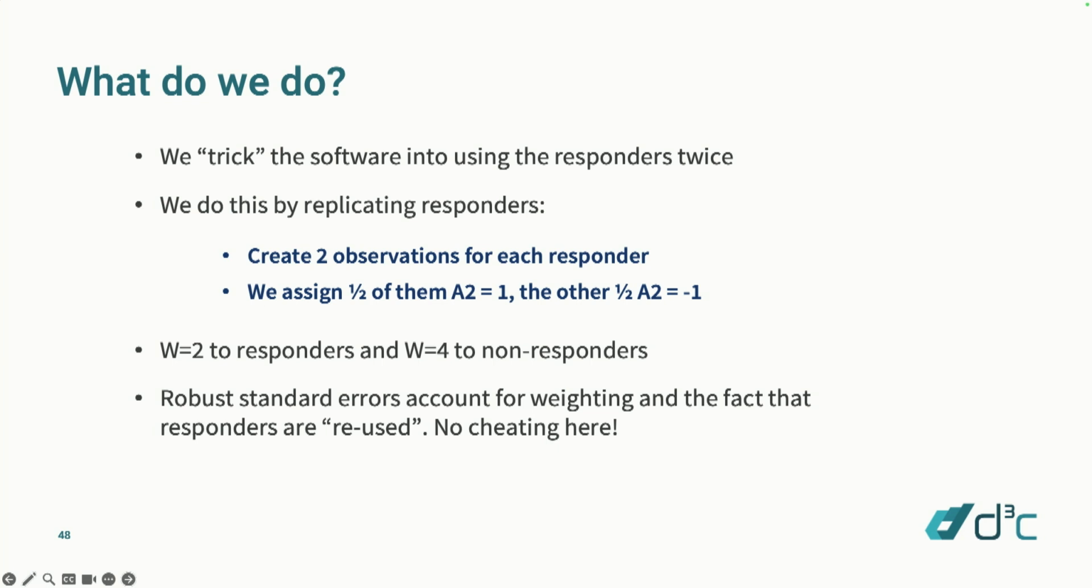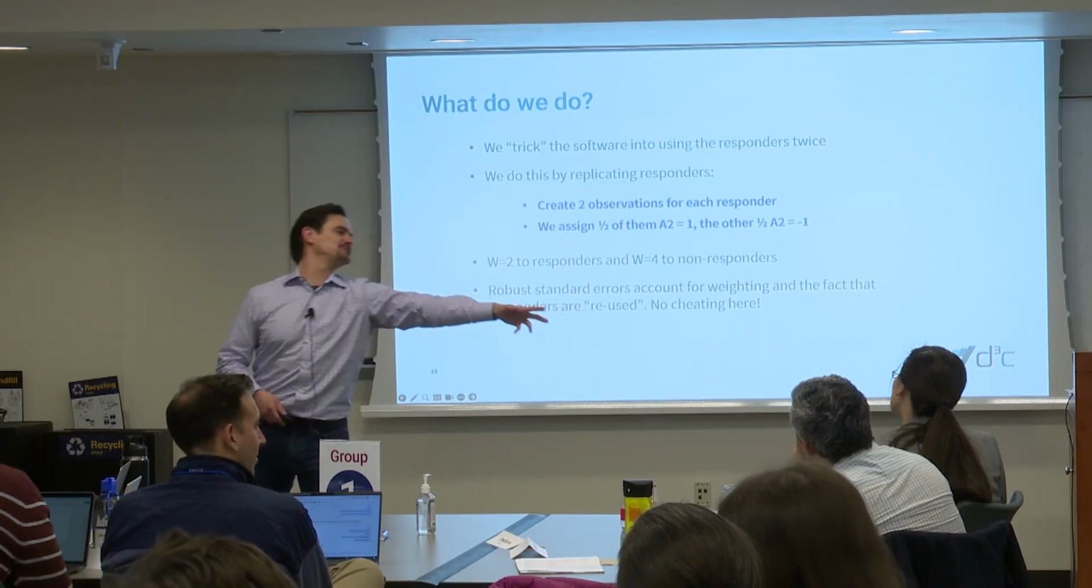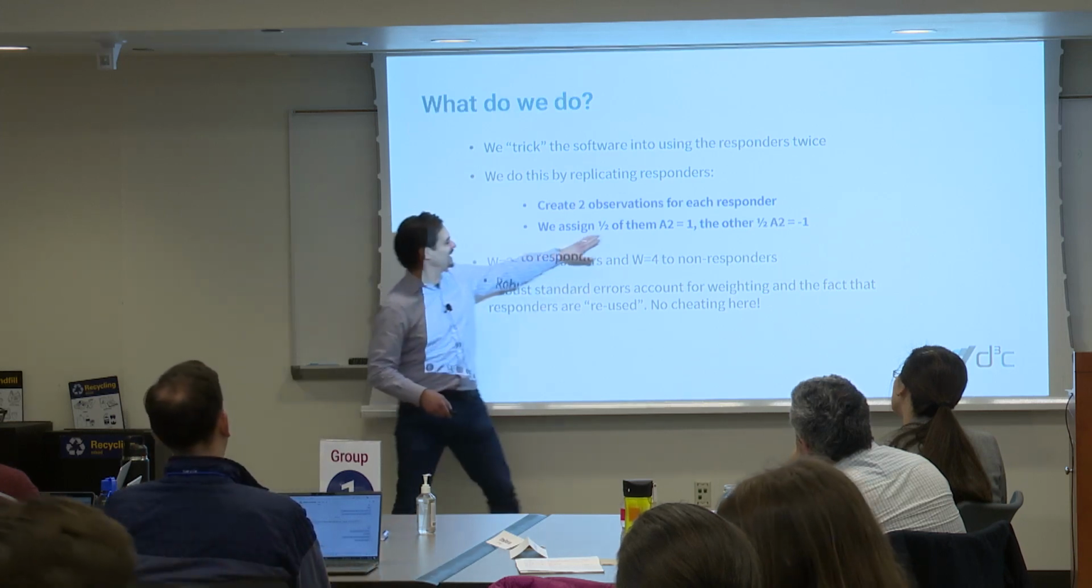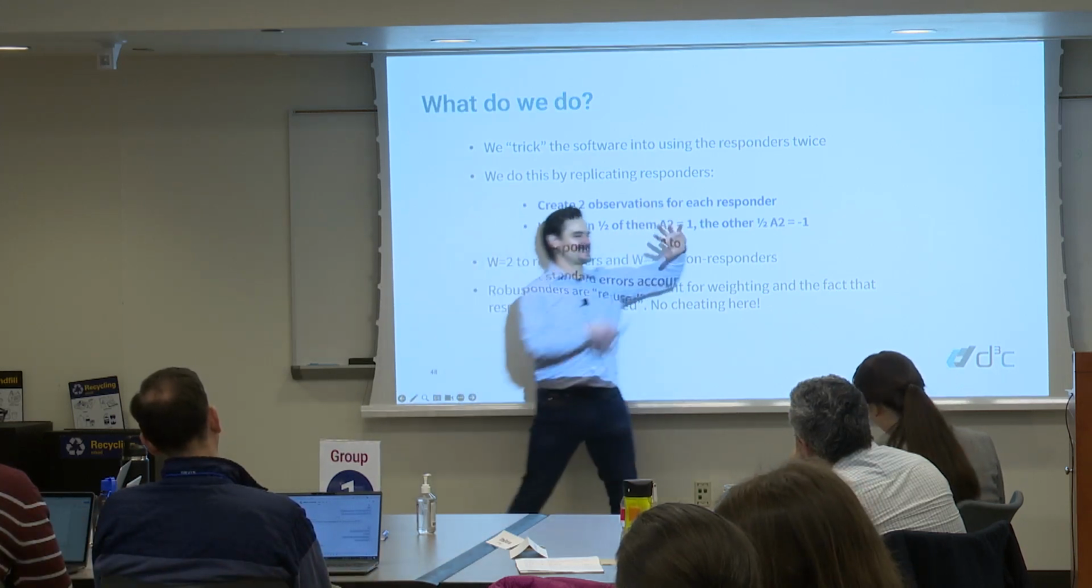We tricked the software into doing the following. So all we do is we replicate responders. So we literally are going to share the love. We're going to create every single responder. I'm going to go into the data, and I'm going to create two responders. So if Danny was a responder, or Luis was a responder, I'm going to make two Luises. But here's what's cool, is I'm going to say to one Luis, hey, Luis number 1, just pretend you're part of adaptive intervention number 1. And I'm going to say to the second row, Luis number 2, just pretend you're part of adaptive intervention number 2. So I'm going to assign one Luis a 1, and I'm going to assign the other Luis a -1.